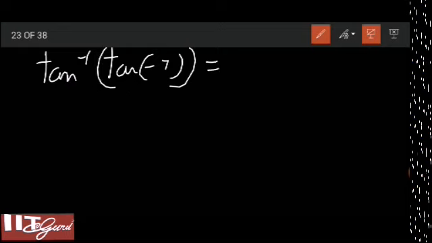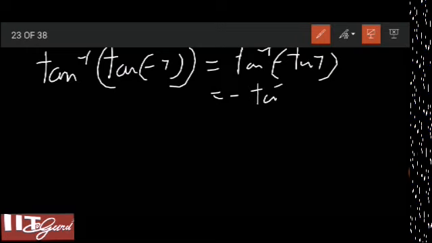As you know, tan of minus theta is minus tan theta, and tan inverse of minus x is also minus tan inverse x. So simply you will get tan inverse of minus tan 7, and this negative sign comes out once again, minus of tan inverse tan 7. So whatever you find for tan inverse tan 7, that is the result.